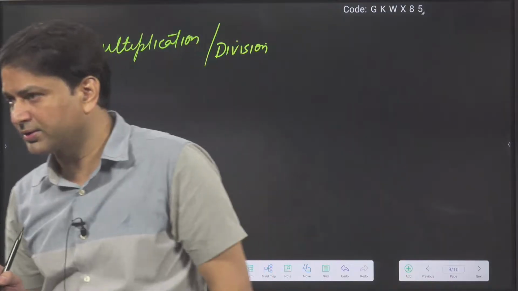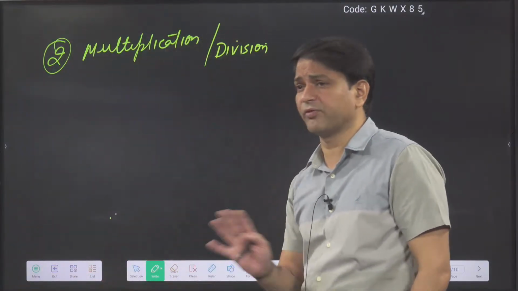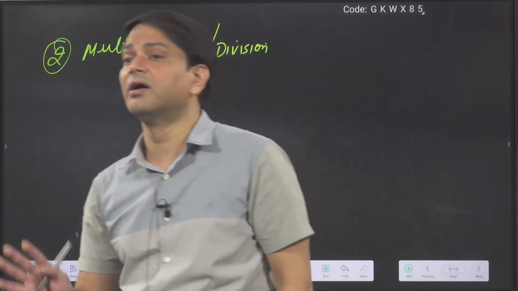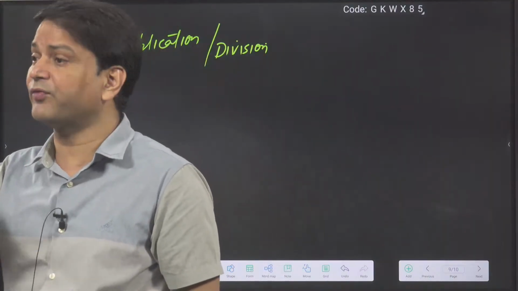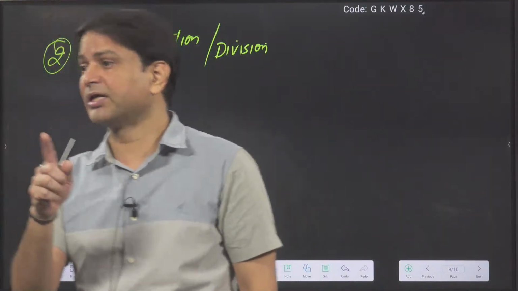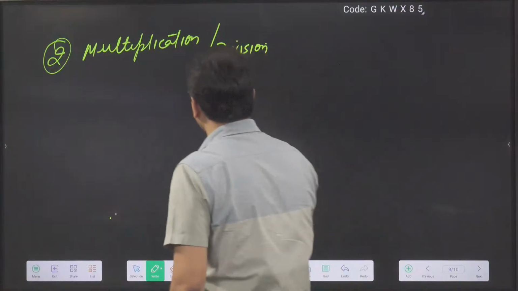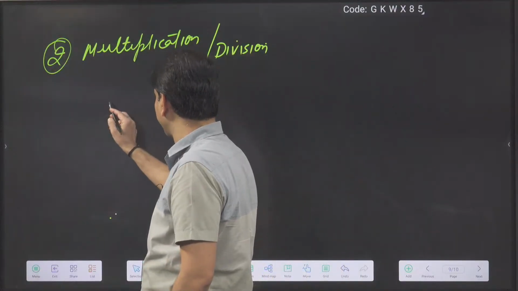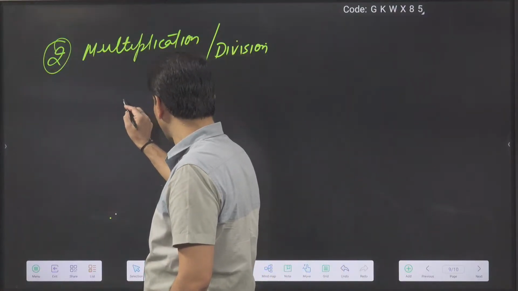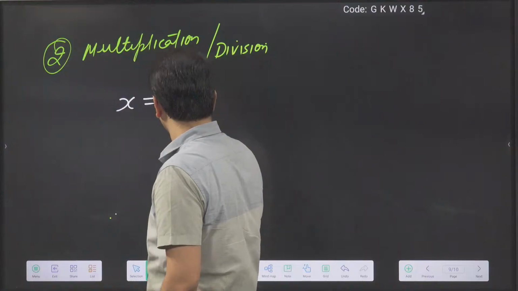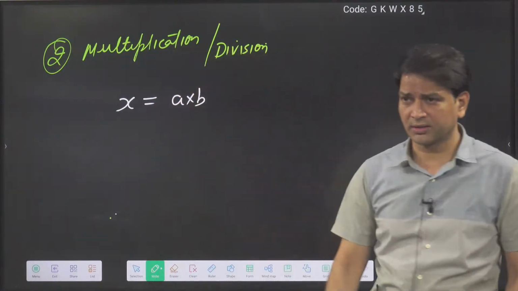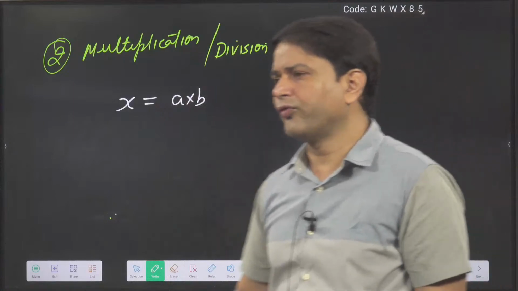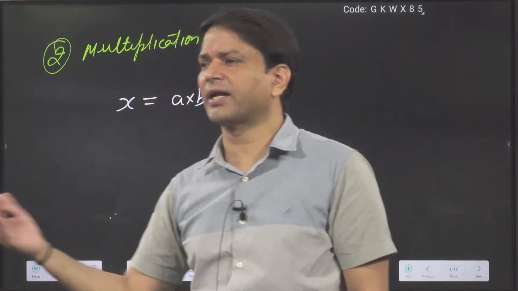Everybody got it or not? So we will not remember the formula for error. We will learn the formula for the fractional error, in the case of multiplication and division. Okay. So I'm giving one example. Suppose I write X as A into B. It is a product. I want to find the fractional error or the error in X.